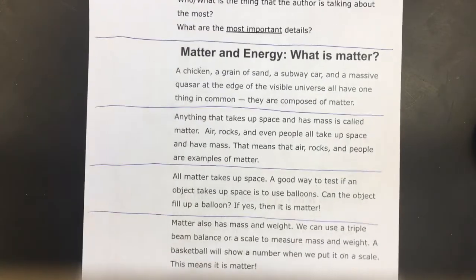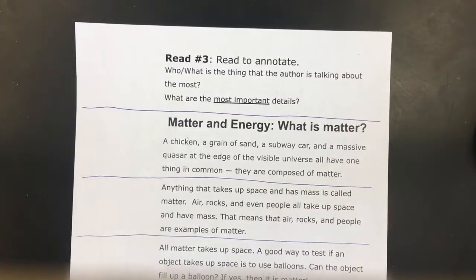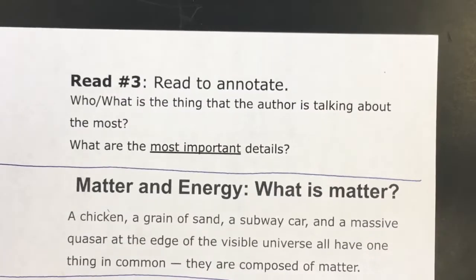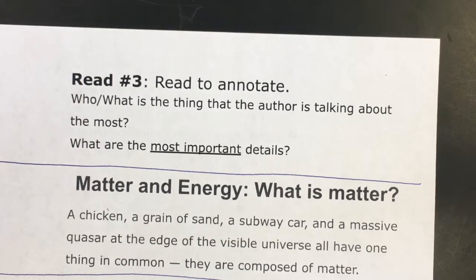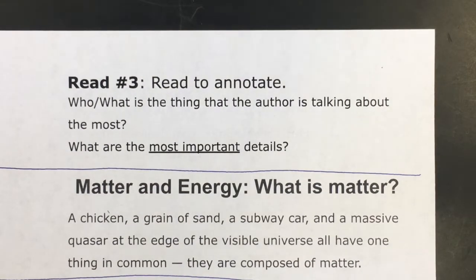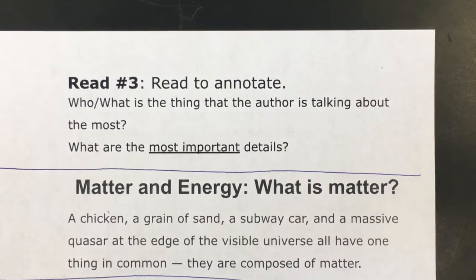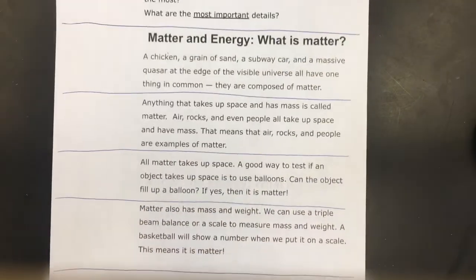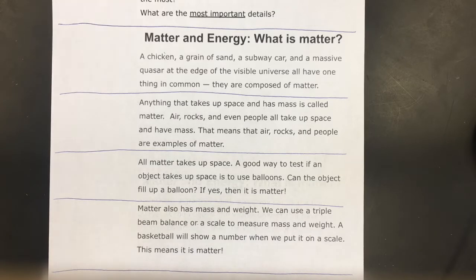And your third page should look something like this. Let's zoom in. Read number 3, read to annotate. Who or what is the thing that the author is talking about the most? What are the most important details? So on this third read, we are asking ourselves, what is most important as far as details go, and what's the most important main idea here? So let's read together. Please follow along with me as I read out loud. This time we are annotating, so if I underline something or if I make a note about something, you should make that note as well or underline that thing as well.